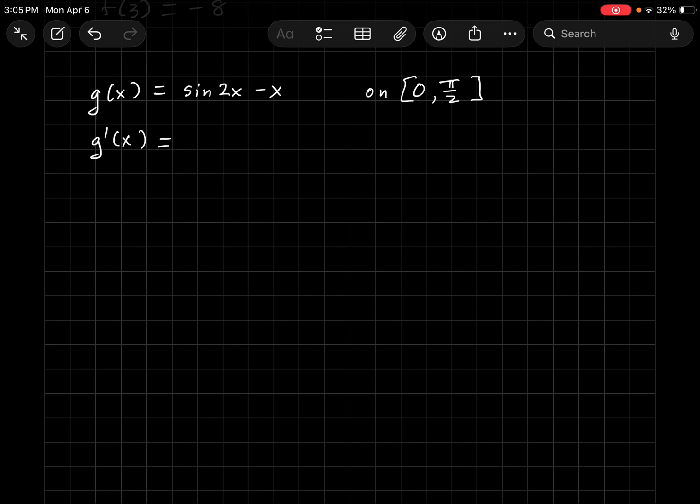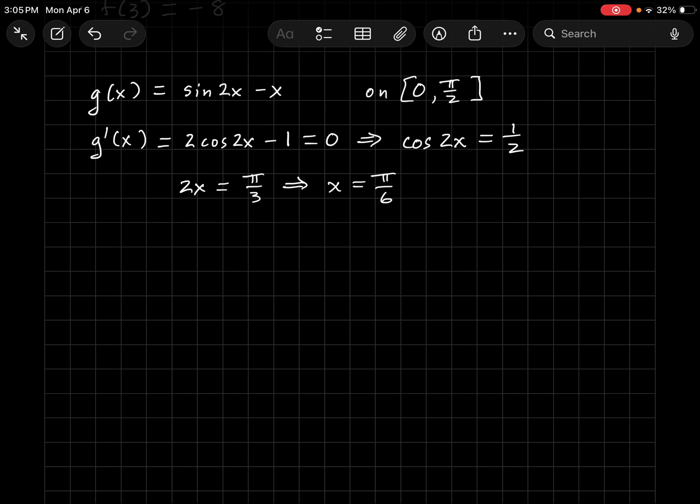The derivative of sine of 2x is the cosine of 2x with the chain rule, so 2 cosine 2x, and then minus 1 equals 0. So what we're trying to find is when the cosine of 2x equals 1/2 to get our critical points. Well, the cosine of 2x equals 1/2 when 2x equals pi over 3, or something else outside our interval, so I'm not going to worry about it, which means x equals pi over 6.